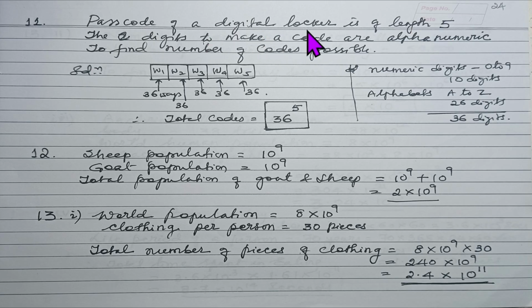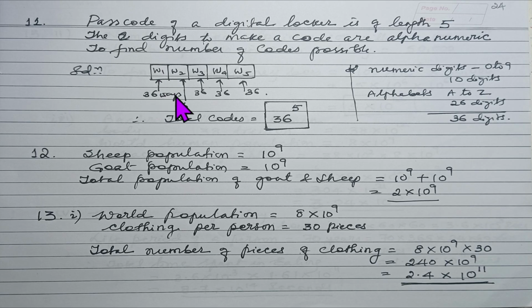The passcode of a digital locker is of length 5. The digits to make a code are alphanumeric, and we have to find the number of codes possible. When I say alphanumeric, that means there will be numerals as well as literals. We have got 10 numerals and 26 literals, that means starting from A to Z. So therefore there are a total of 36 digits for each window.